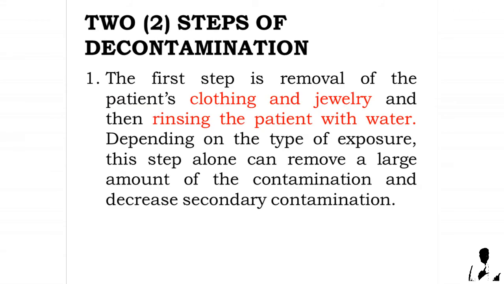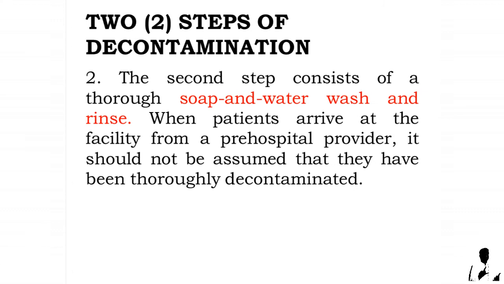The following are the 2 steps of decontamination. The first step is removal of the patient's clothing and jewelry, and then rinsing the patient with water. Depending on the type of exposure, this step alone can remove a large amount of the contamination and decrease secondary contamination. And the second step consists of a thorough soap and water wash and rinse. When patients arrive at the facility from a pre-hospital provider, it should not be assumed that they have been thoroughly decontaminated.